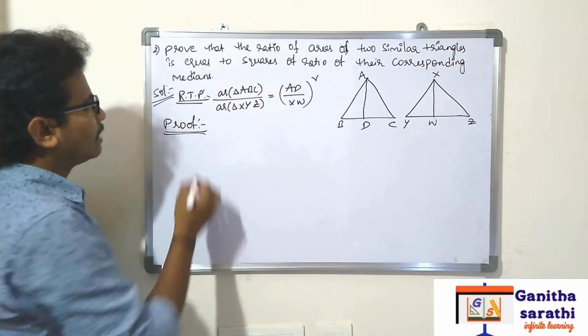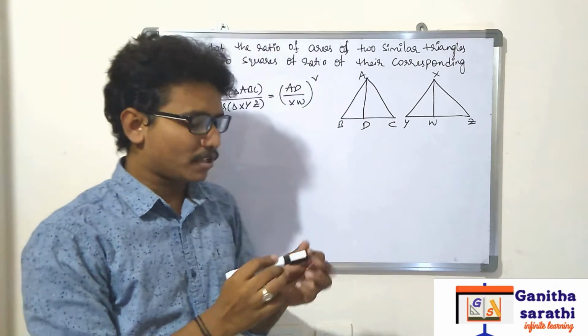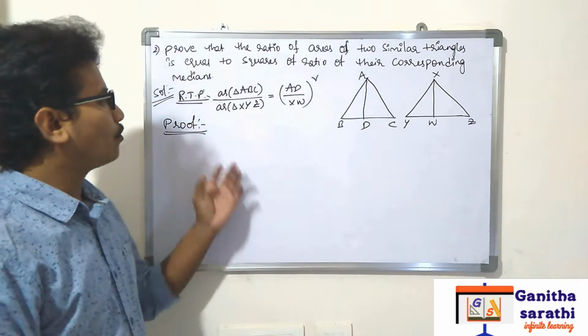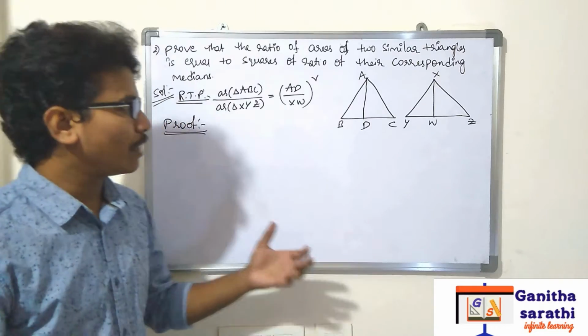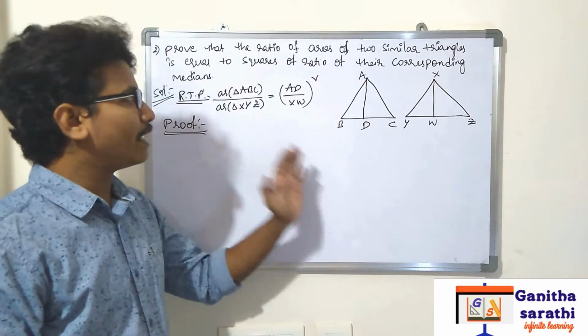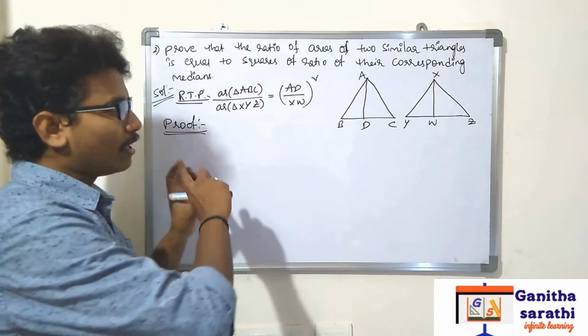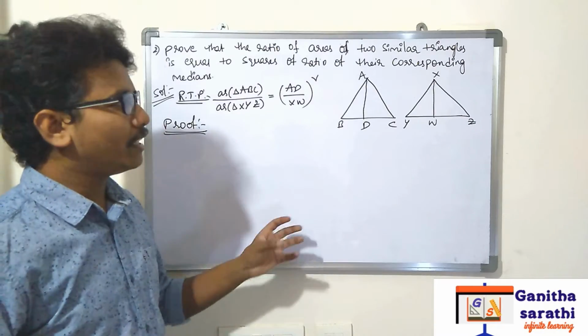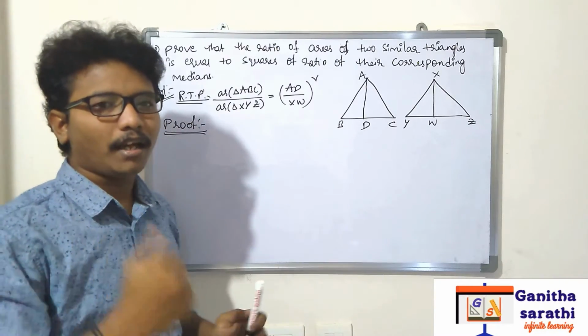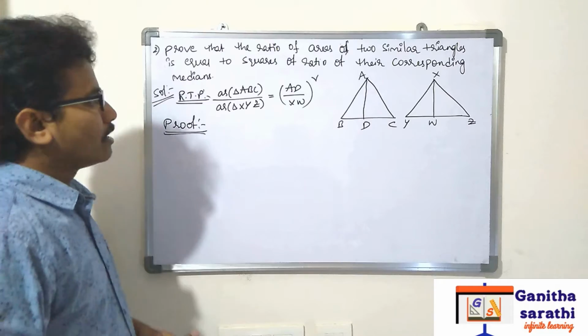Whenever you are writing the exam, whenever you got this type of problems in the exams, you should write the theorem definitely. Okay. In the previous problem I have written the ratio of areas of two similar triangles. All that statement you have to present on the paper whenever you are writing the exam. Okay. Now see the proof.